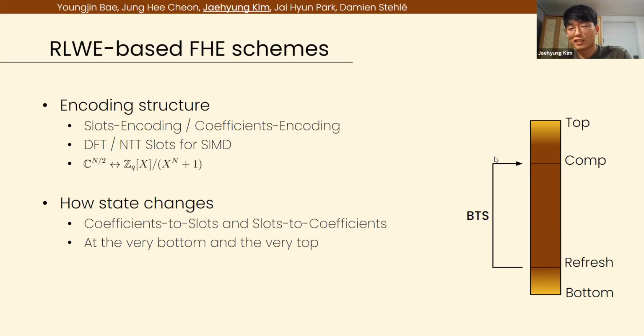These are described in the picture. The brown denotes the slot encoded state, and the yellow denotes the coefficients encoded state, and the yellow only exists at the very bottom or at the very top.